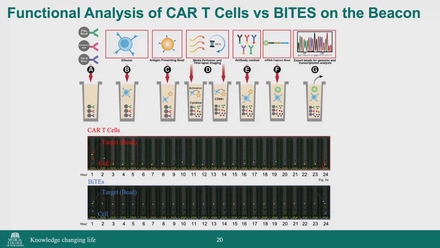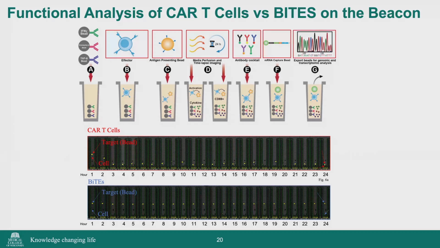And so we utilize OptoSeq on the Beacon platform in order to capture messenger RNA that's then present after lysing our effector cells. And then we can perform downstream transcriptional analysis to determine whether there's a unique immune signature between either the T cells that were activated with BiTEs versus those that were activated with CAR T cells.